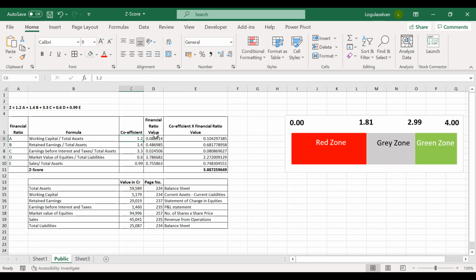Then we just need to multiply these values with the coefficients. After multiplication, we have to sum it up. So it is 3.88. So Mahindra and Mahindra are in a very, very comfortable position. If they are your suppliers or your customer, you don't need to worry that the company is going to be bankrupt in the next 2 years.